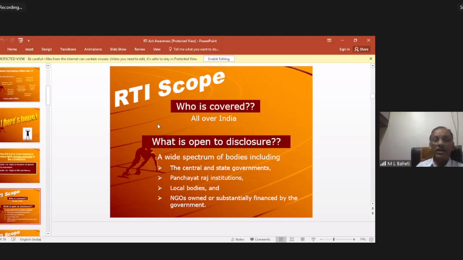Scope of RTI. Who is covered? RTI covers the whole of India. Earlier it was not covered for Jammu and Kashmir. Now it extends to the whole of India. What is open to disclosure? A wide spectrum of bodies, including central and state government, Panchayati Raj institutions, local bodies, and NGOs owned or substantially financed by the government.